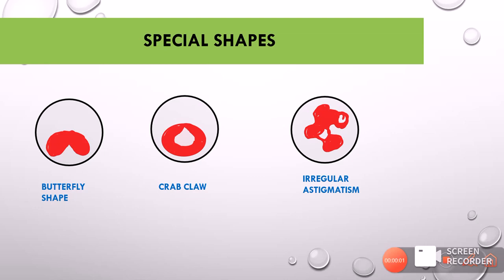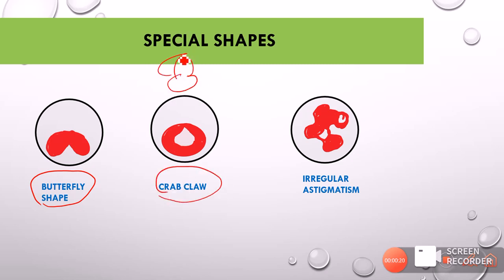Now, after those symmetrical shapes, asymmetrical shapes and the skew shapes, we have certain special shapes, and these special shapes are almost always abnormal. Okay, so we can have a butterfly shape like this, which is looking like a butterfly, or it could look like the crab claws.